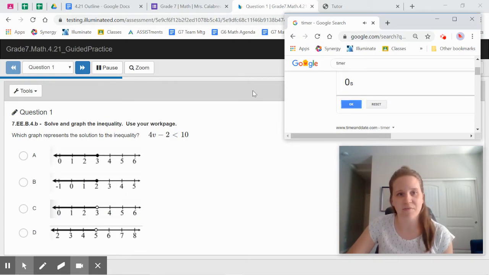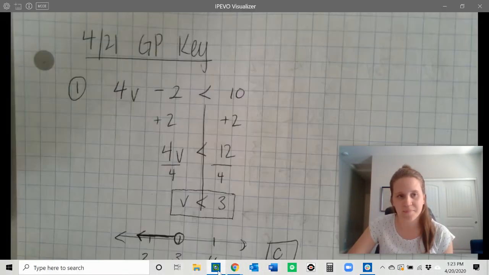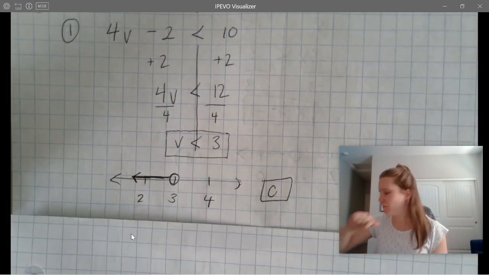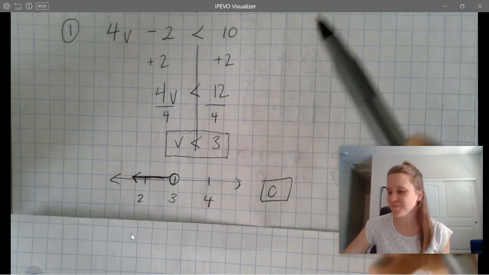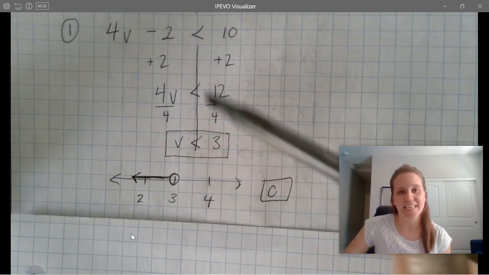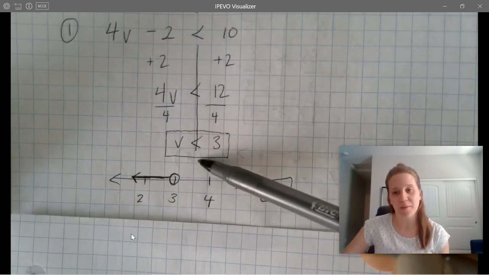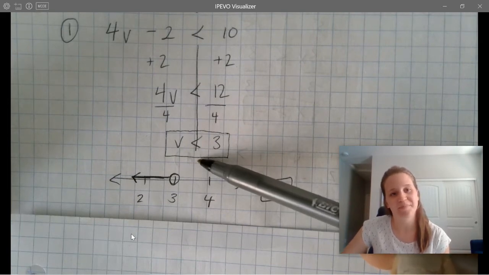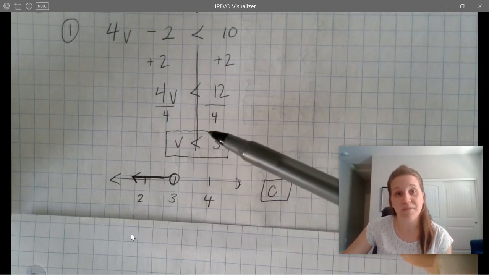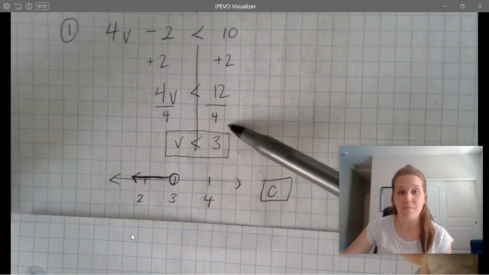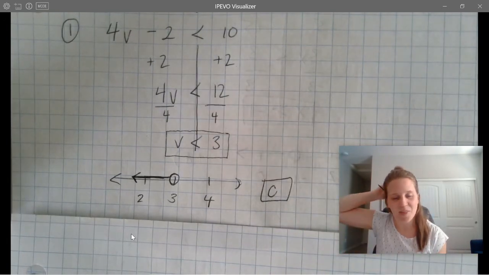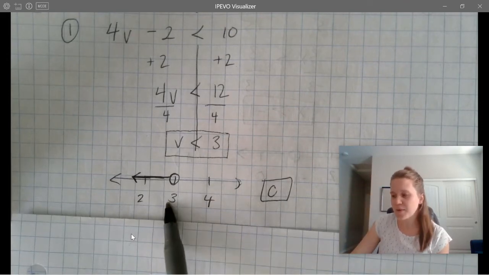All right, let's go ahead and review our answer. Awesome. Here are my steps. My solution was v is less than 3. I did not need to flip the inequality symbol in this problem. Why not? Yes, I'm sure you got it. I did not need to multiply or divide by a negative number in this problem. I ended up dividing by a positive number because this was a positive for v. So I keep my inequality symbol the same. Here's the graph that represents my solution.